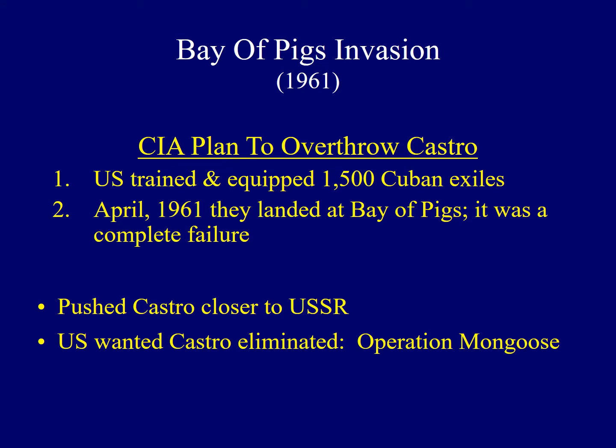Overall, the invasion was a complete fiasco and an embarrassment to both Kennedy and the nation. In the long run, it pushed Castro closer to the Soviet Union. However, the United States didn't stop trying to eliminate Castro. The code name for the plan to assassinate the Cuban leader was Operation Mongoose.